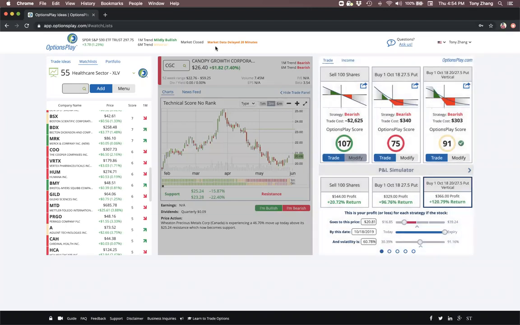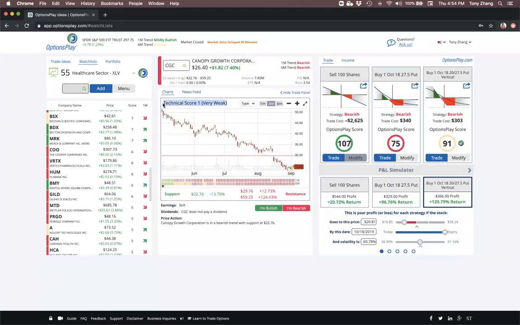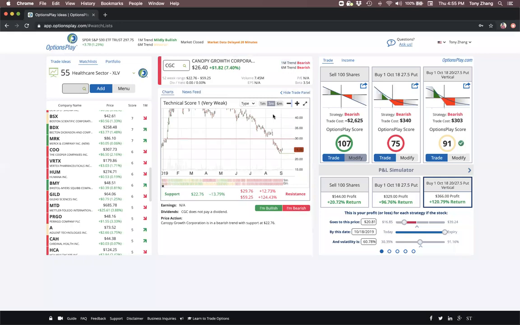Canopy Growth. Let's take a look at Canopy Growth. A very weak stock. 1 month and 6 month trend is bearish. So this is everything pointing to bearish. You know, these marijuana stocks have really taken a beating. I actually thought these were starting to turn around a little bit here in June, but that hasn't really happened, and this is continuing to move south. So everything looks more like a bearish trade to me.